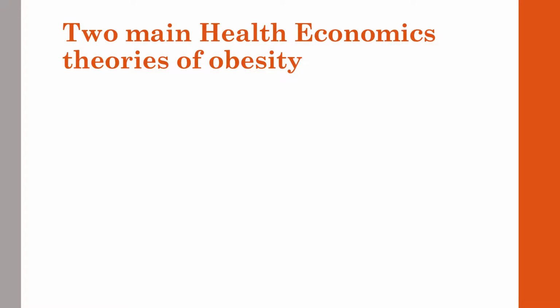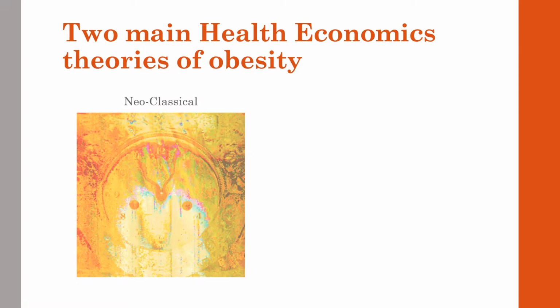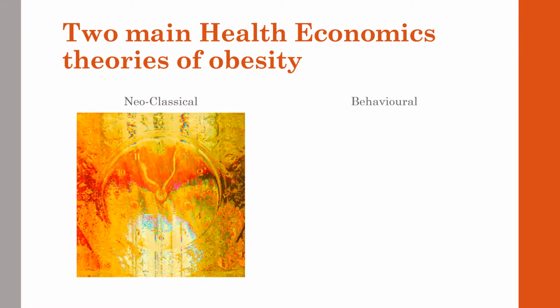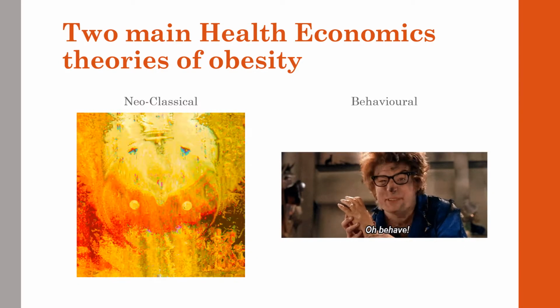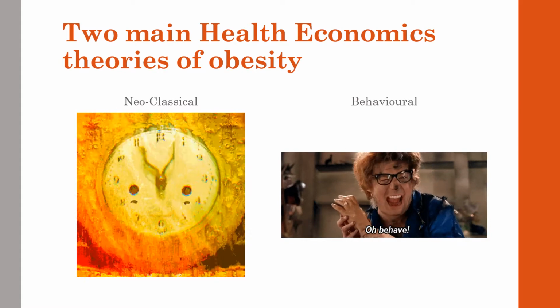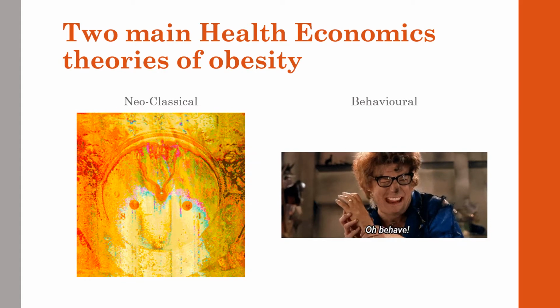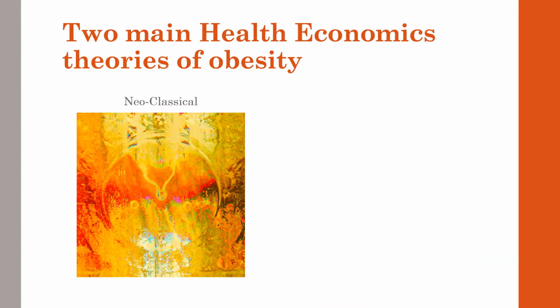Now, there are two main theories of obesity in health economics. In fact, if you go through all the health economics papers on obesity, you'll notice that there are lots of different ways they think through and theorize obesity. But these theories can basically be broken down into two types. They're either a neoclassical model or they're a behavioral model. Now we'll go through the behavioral models in a future video, but in today's video we're going to focus on the neoclassical type of model.